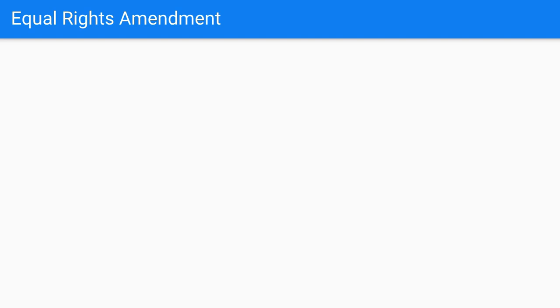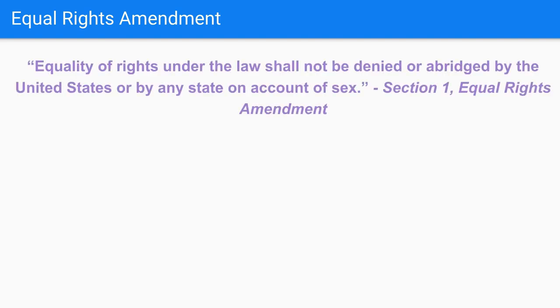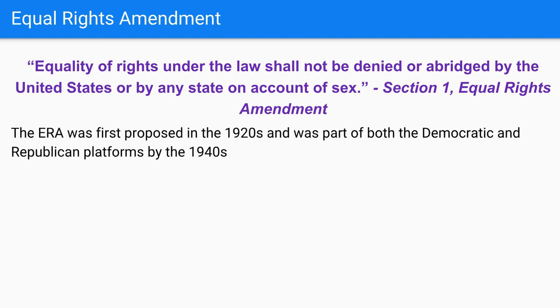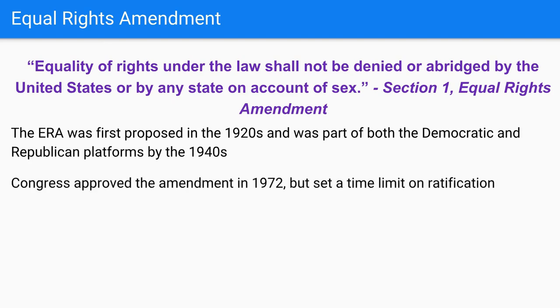There's an amendment that was proposed really in the 1920s called the Equal Rights Amendment that said equality of rights under the law shall not be denied or abridged by the United States or by any state on account of sex, meaning that there should be equality across gender roles there. The Equal Rights Amendment was first proposed in the 1920s, and by the 1940s, both political parties supported it in their platforms, but there weren't enough votes really to get it approved. Remember, it takes a large majority.